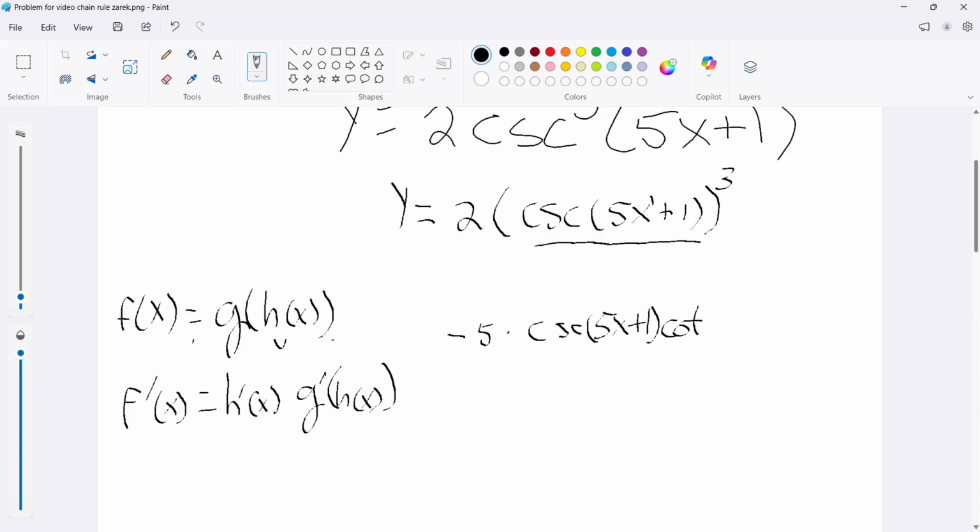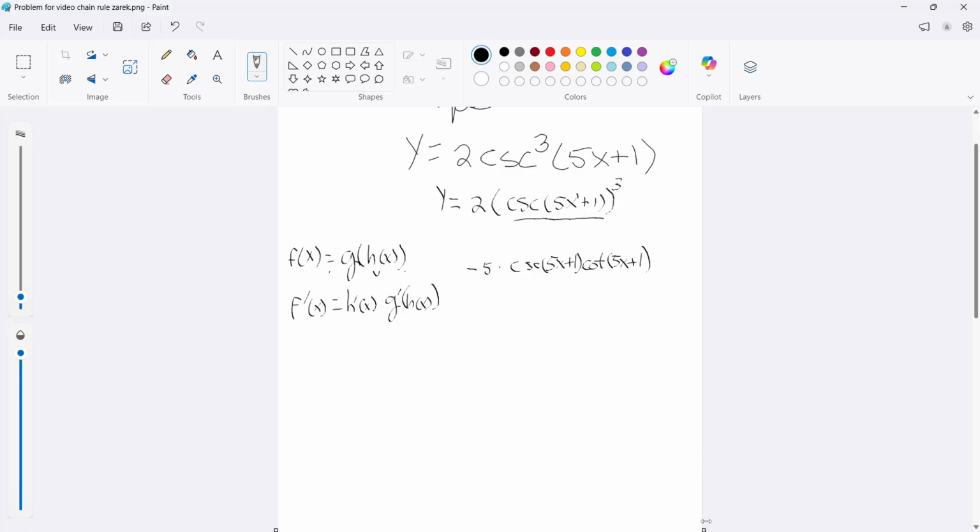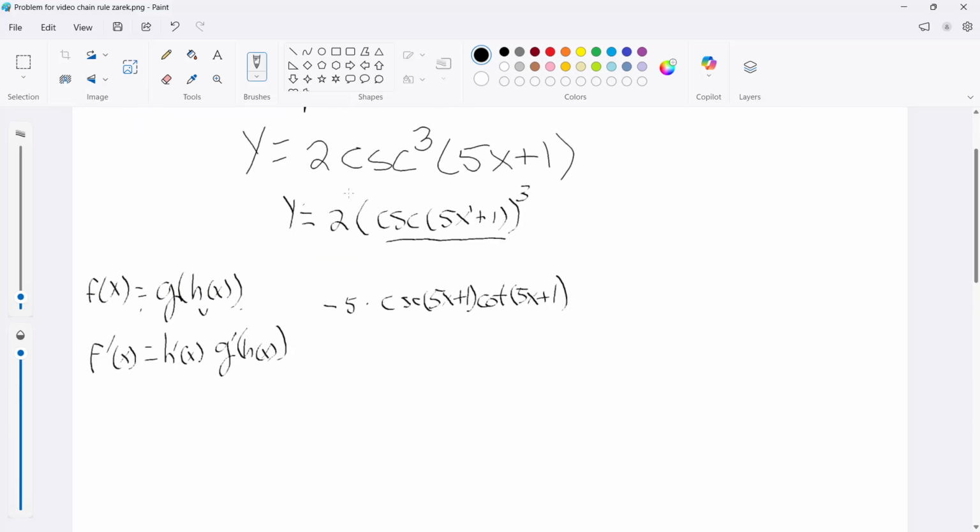I'm not going to have enough room. Never enough room. I'm going to make it bigger right now just to see if that helps me in a few seconds here. Okay, I made it much bigger.